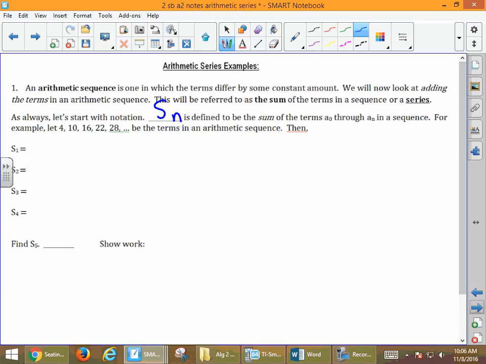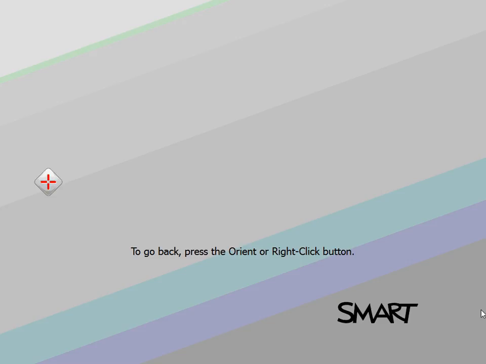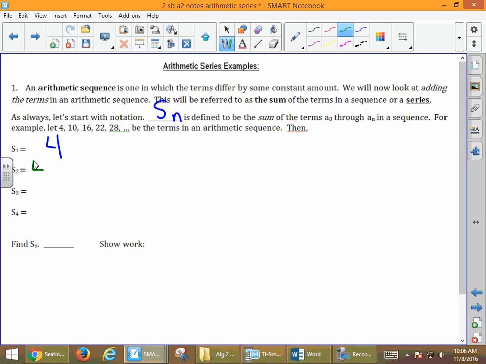Well, the only thing that we can add is that first term there, which is 4. So S sub 2 means that we're going to add together the first two terms. So in this one, we're going to take the 4, and then we're going to add it to 10, and get 14.